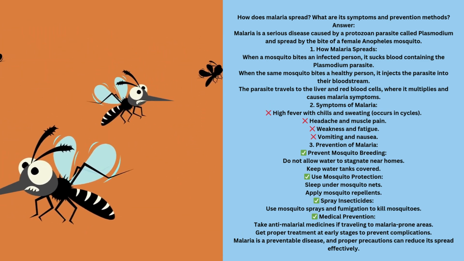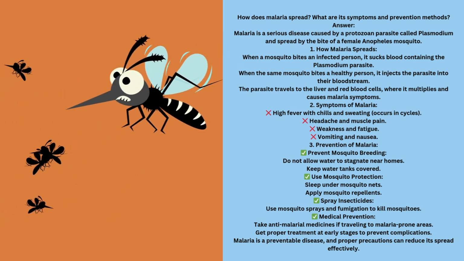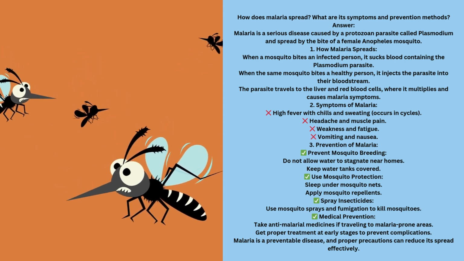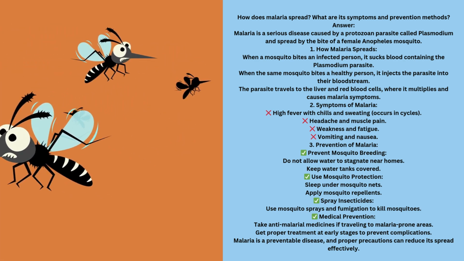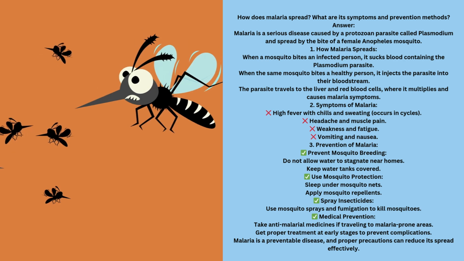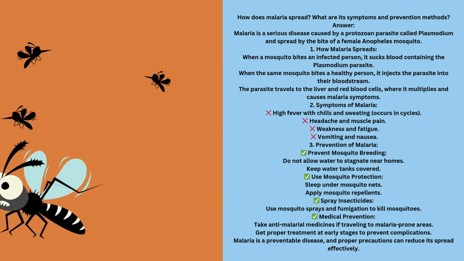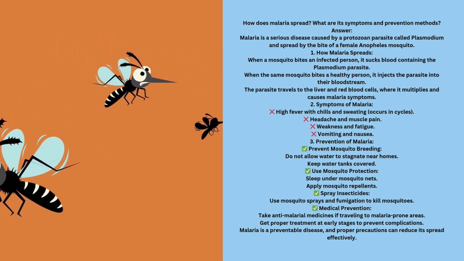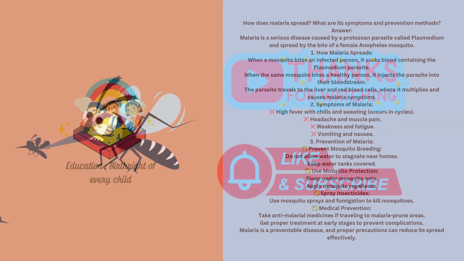So how can it be prevented? We can prevent mosquito breeding. Do not allow water to be stagnant near your homes. Use mosquito protection, spray insecticides, and take medical prevention by taking anti-malarial medicines. So malaria is a preventable disease, and proper precautions can reduce its spread effectively.